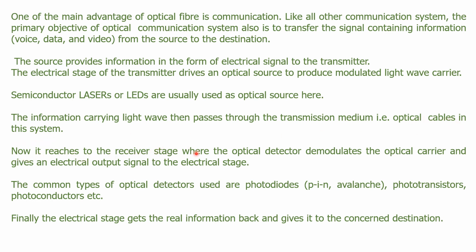Now it reaches the receiver stage, where the optical detector demodulates the optical carrier and gives an electrical output signal to the electrical stage. The common types of optical detectors are photodetectors, phototransistors, photoconductors, etc. Finally, the electrical stage gets the real information back and gets it to the concerned destination. So this is the explanation of the previous picture.